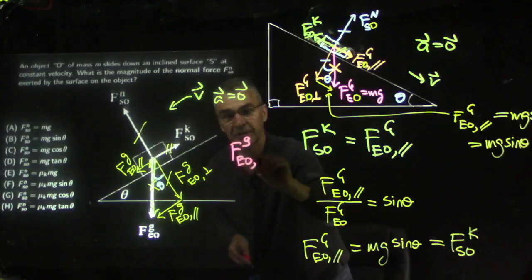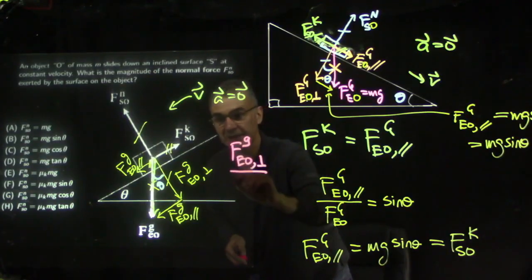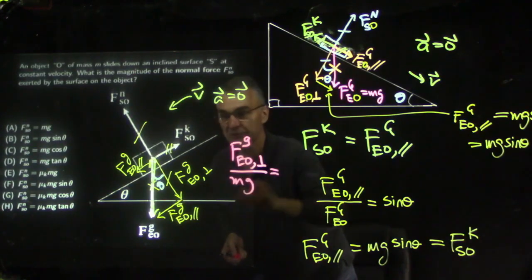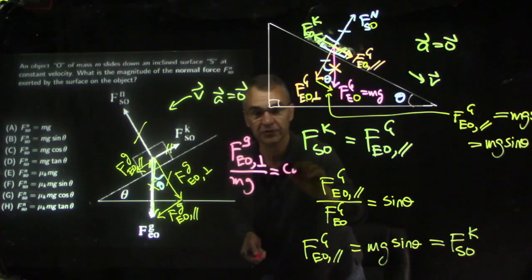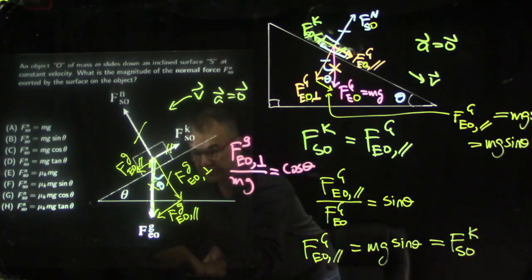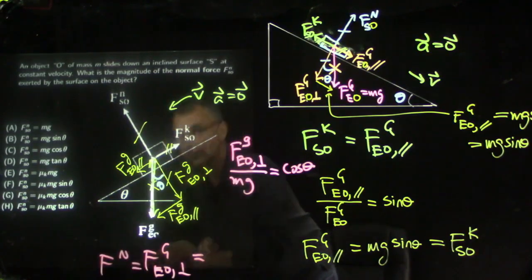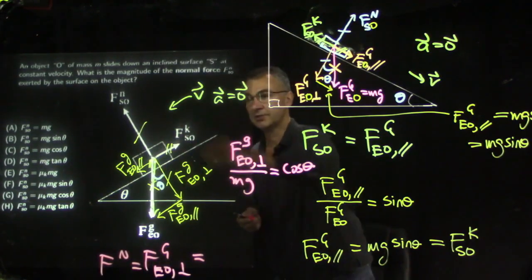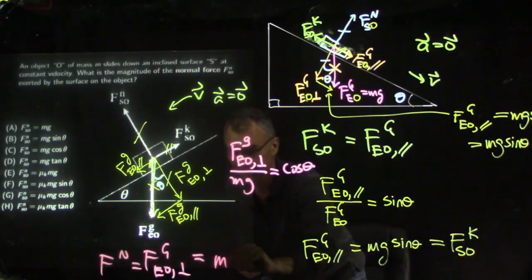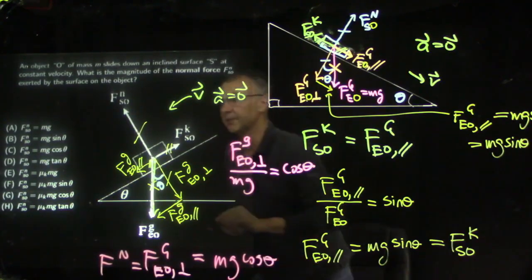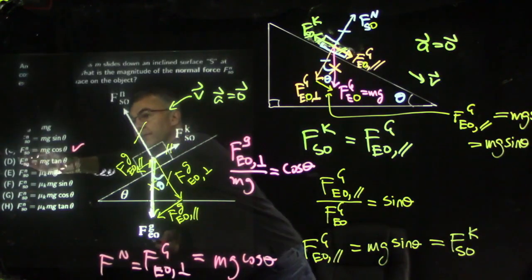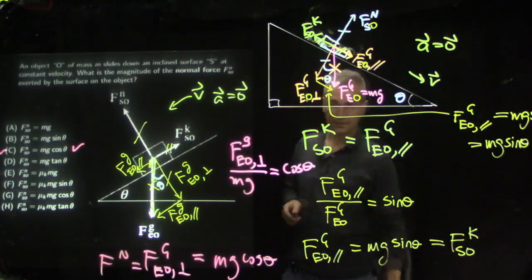Fg, Earth on the object, the perpendicular component, divided by mg equals, so this is adjacent over hypotenuse, cosine theta. So therefore, this gravitational force by Earth on the object, the perpendicular component, equals F normal. It's the same as F normal because they have to balance to keep the object from bouncing up and down in this direction. So this is mg cosine theta. So I think I like this answer, C, Charlie, mg cosine theta.